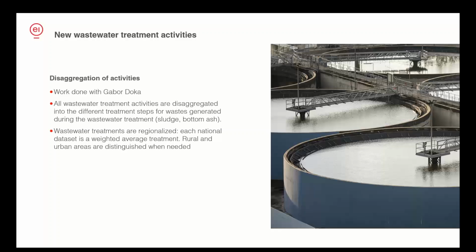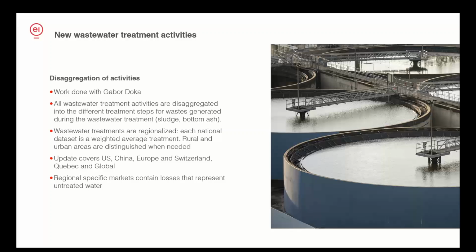The wastewater treatments are regionalized, and each national dataset will be a weighted average treatment that uses the national shares of the sludge fate as weighting keys. There is a consideration of rural versus urban treatments and an averaging of those depending on the national situation. What does the update cover in terms of regionalization? It covers the regions of the US, China, Europe and Switzerland, Quebec, and of course a global representation. There are regional-specific markets that contain losses representing untreated water. So there's a regional consideration made for this untreated water.